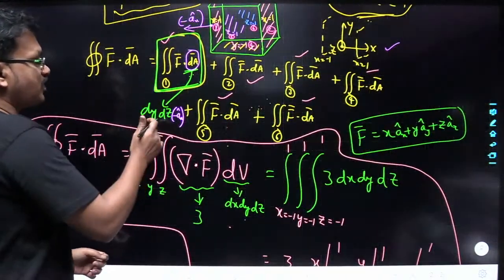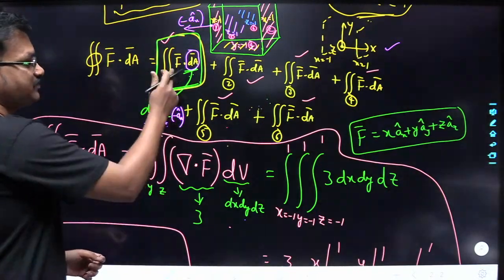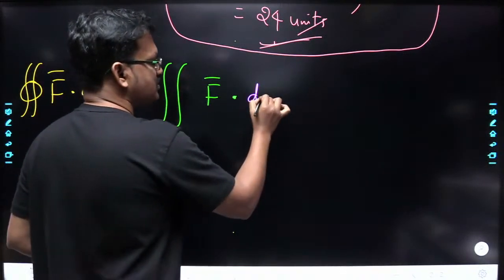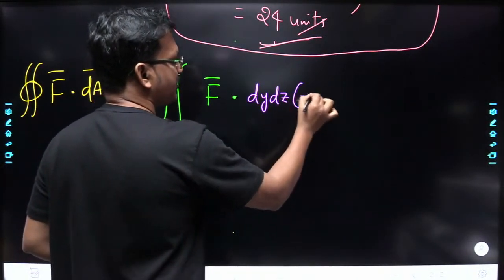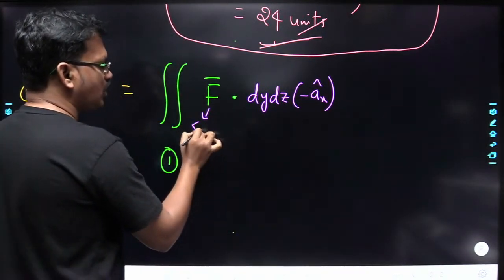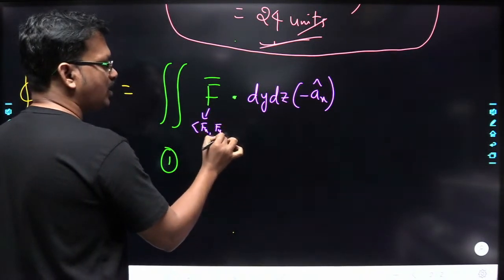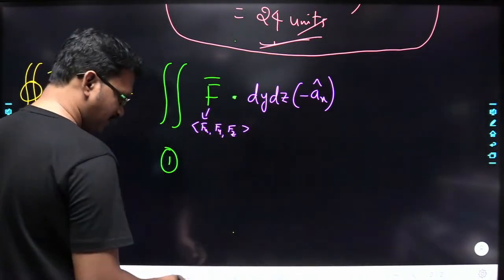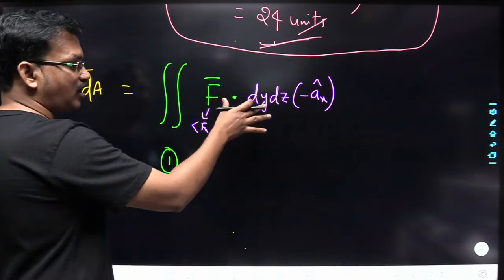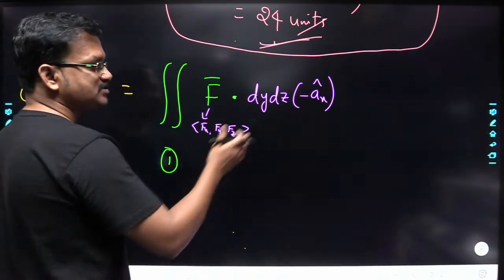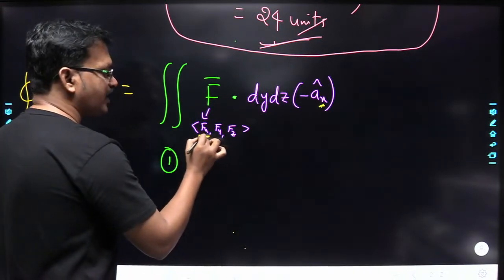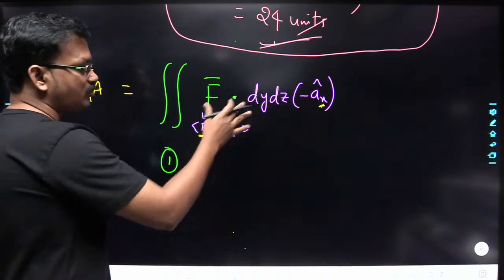Okay. So coming to this problem, here you are having dy dz minus ax cap. So substitute here: f bar dot, the surface is dy dz minus ax cap. Now this f bar is going to have which components? X component, y component and z component. In the previous session I told that only the component along the direction of x will contribute for flux here. So only the x component is going to contribute.